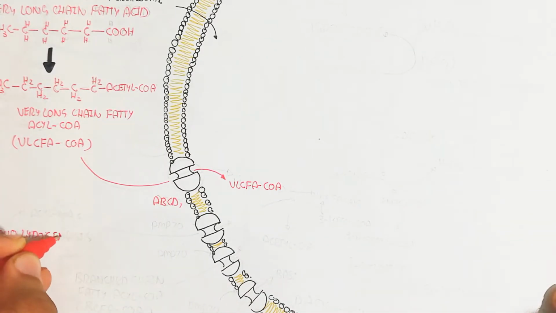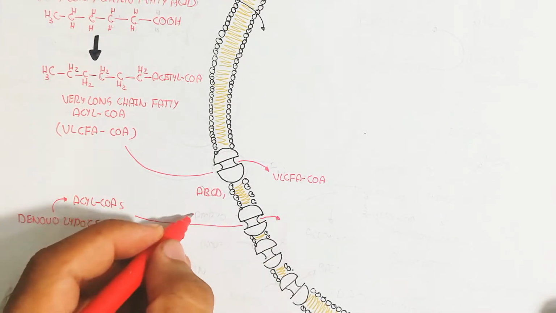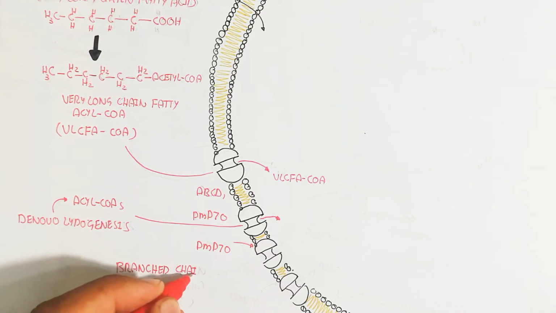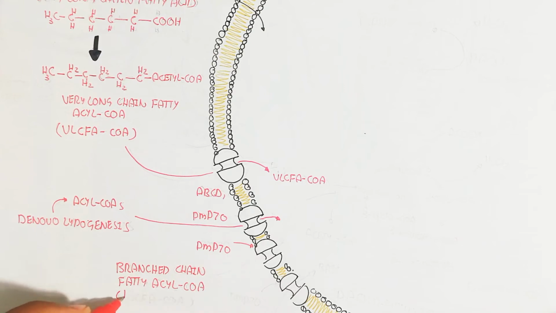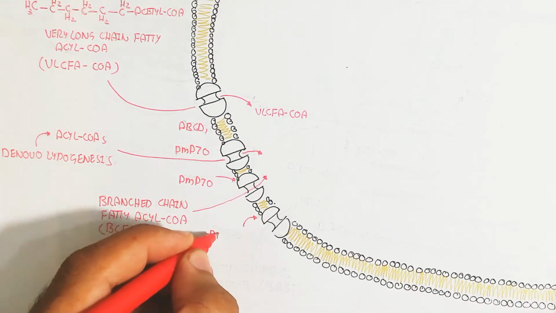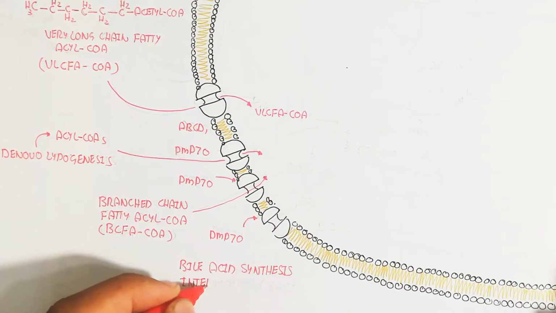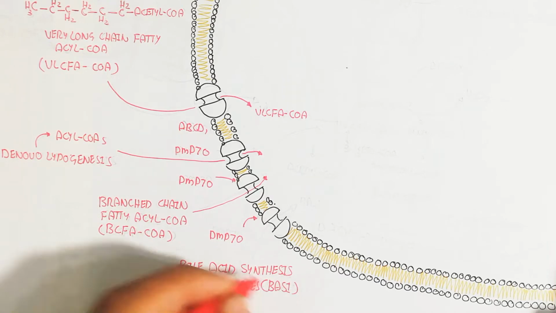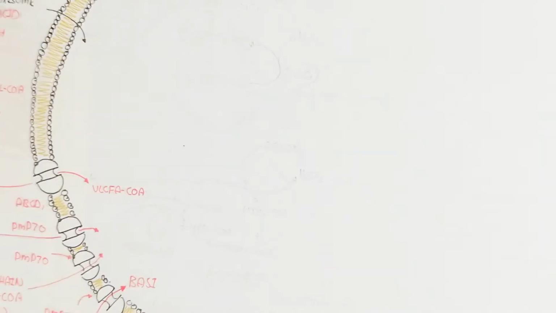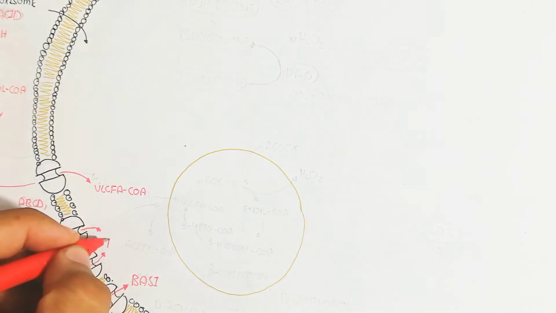De novo lipogenesis converts glucose into acyl-CoA, and this all will be transported with a DMP70 transporter channel: branched chain fatty acyl-CoA, BCFA-CoA, and the bile acid synthesis intermediates can also be transported in this manner.